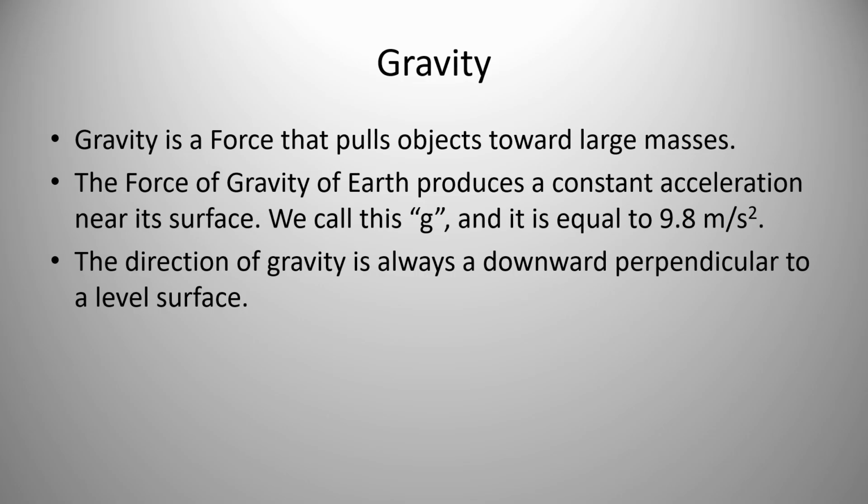The direction of gravity is always downward, perpendicular to a level surface. And so that helps with the force vector and the acceleration vector. If you're dealing with an object that is falling, the acceleration vector is always applied in a downward direction.